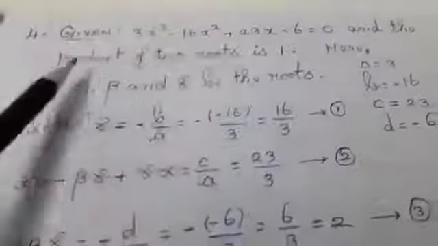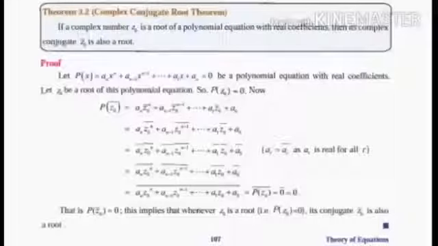Exercise 3.1 fourth sum. They are given you the equation and also they are given you the condition that the product of... Before starting with exercise 3.2 second sum, we are going to see two theorems now. The first one is the complex conjugate root theorem. The concept they are telling in this theorem is, if z0 is a root of the polynomial equation, then automatically its conjugate, that is z0 bar, is also a root. That is the condition they are telling you in this theorem.